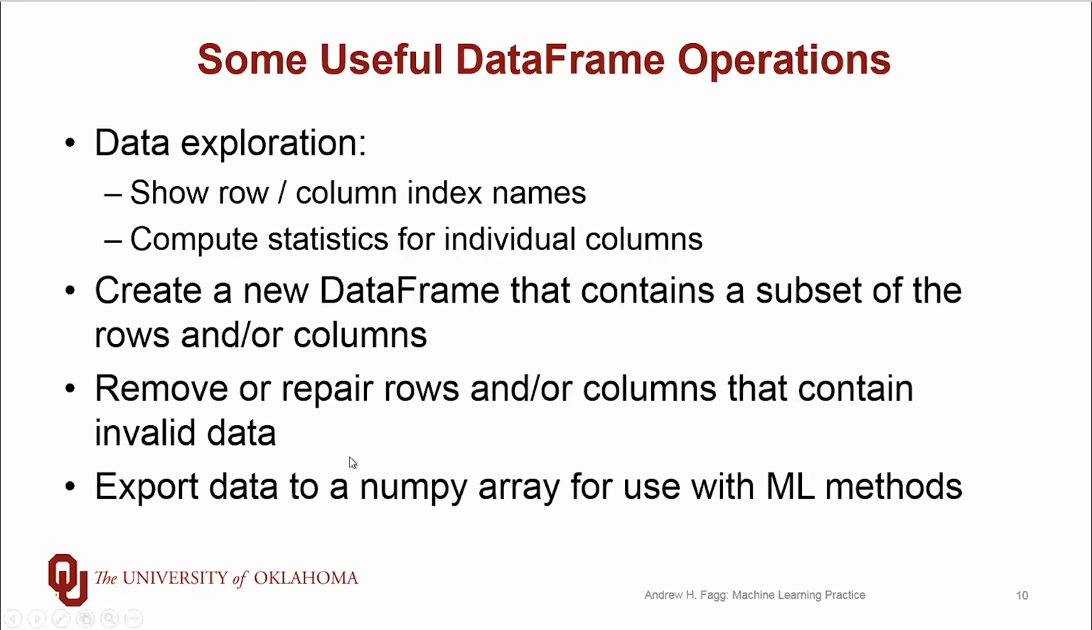We can also address the problems where we have data that are invalid. So we can detect those and either make choices to remove or repair the individual values. We can repair the individual values, or we can actually remove the offending rows, or sometimes we might just remove the columns. And then one of the final steps that we often take is that we then transform our data frame data into a Numpy array. And then this is the format that we're going to be using with our machine learning methods.